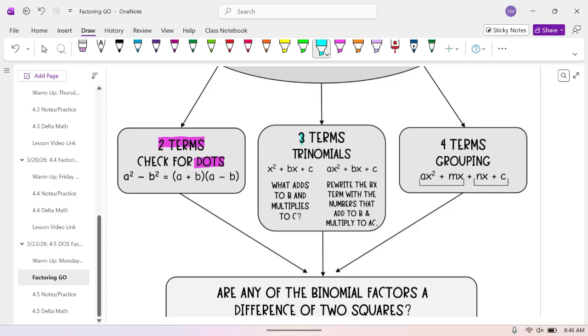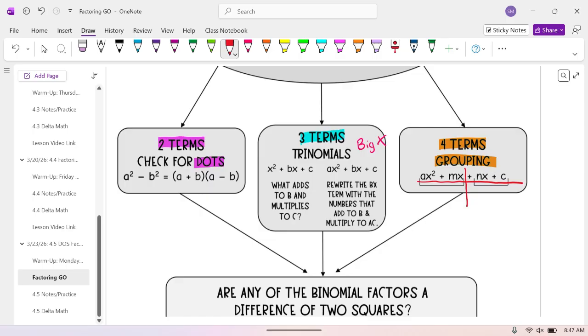If you have 3 terms, you go to big X. Big X and then T method or reverse box. If you have 4 terms, you're going to factor by grouping. Remember that's just the T method. You just don't have to do big X. Or reverse box, just without the big X.